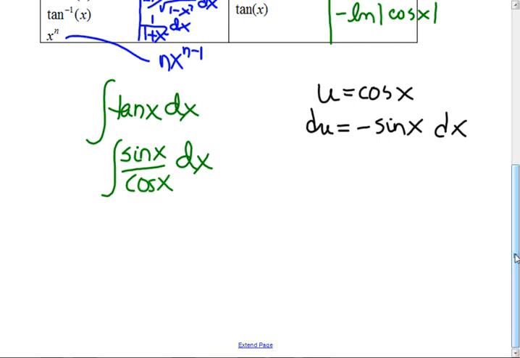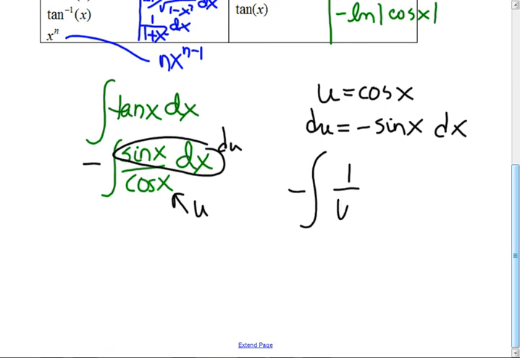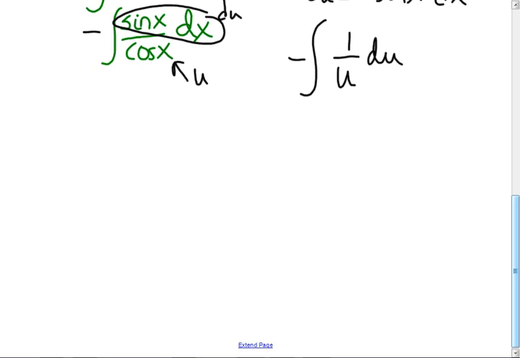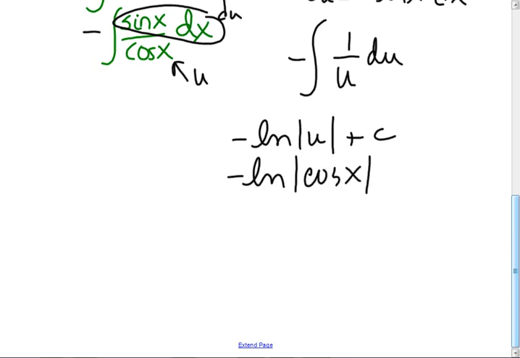Okay, substituting that in, this is going to be a negative du, and that's going to be u. So I'm going to get the integral of negative 1 over u du. What is that? That's right. It's negative log of the absolute value of u, and u was the cosine, so there it is. So we can integrate that. Not that I want to.